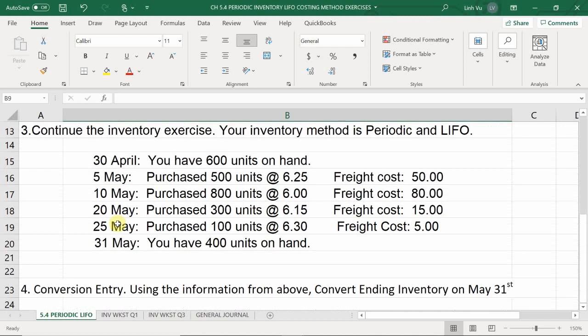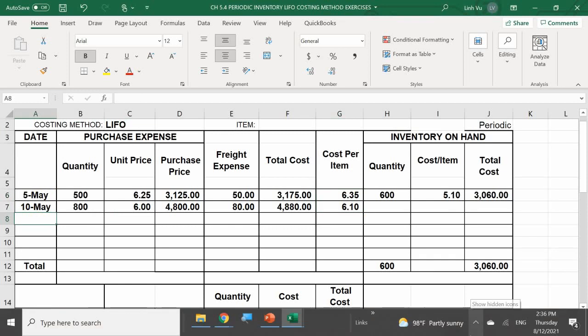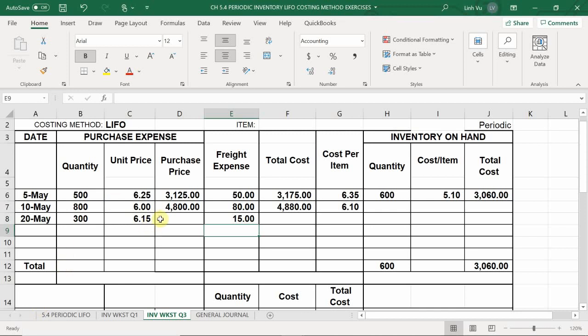So then on May 20th, we purchased another 300 units at $6.15, and the freight was $15. Okay. So May 20th, we have 300 units at $6.15 with a freight of $15. So in this case, what is my total purchase price here?